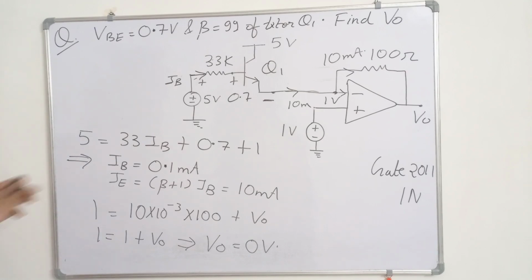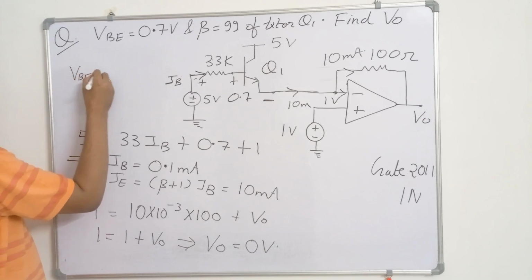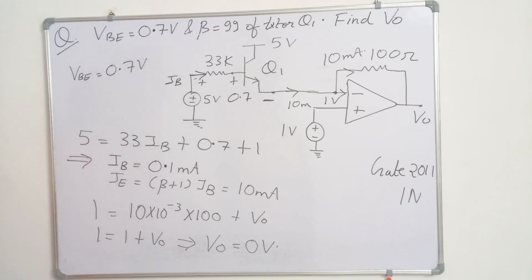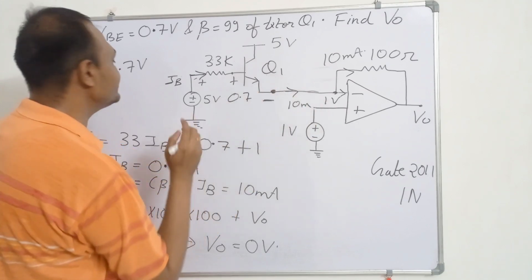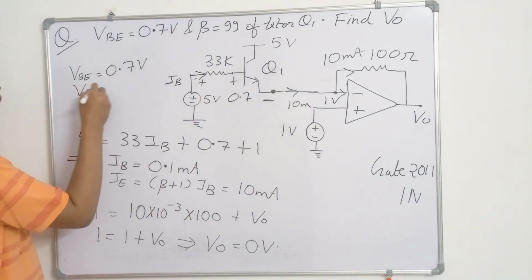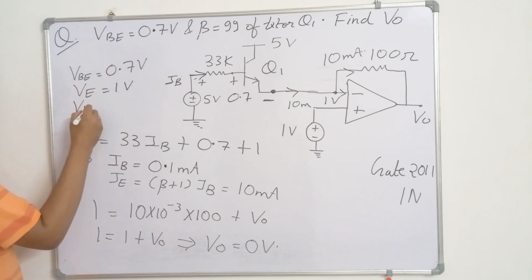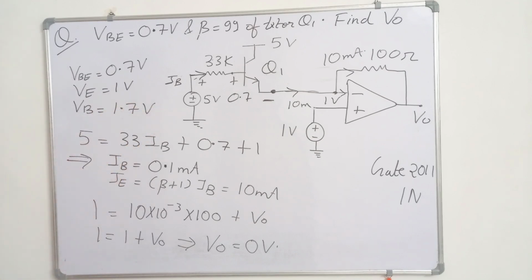And if you want to know further, in this question VBE is given as 0.7 volt. So we have already solved the question, but we are doing some further discussion. And this is your emitter. So emitter voltage VE equal to 1 volt and VBE is 0.7 volt. So the base voltage is equal to 1.7 volt.